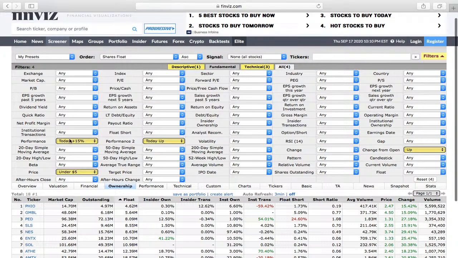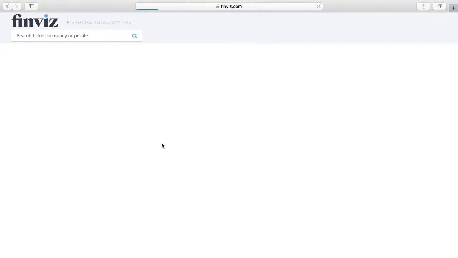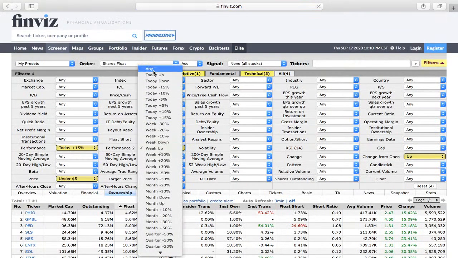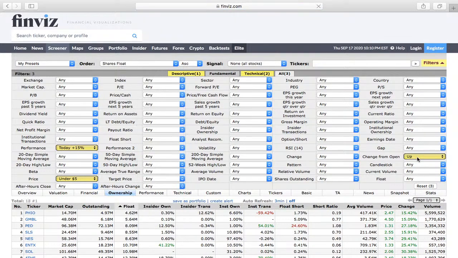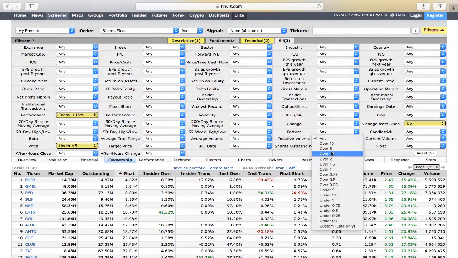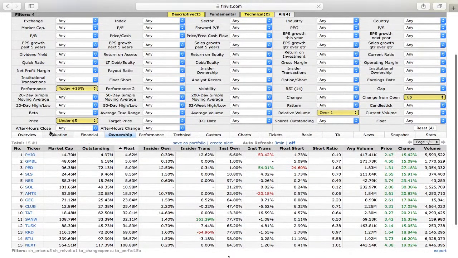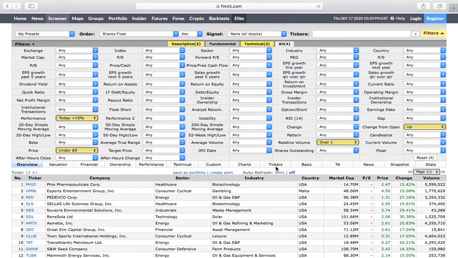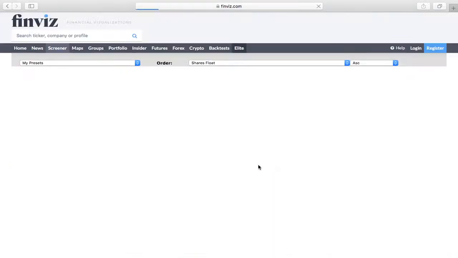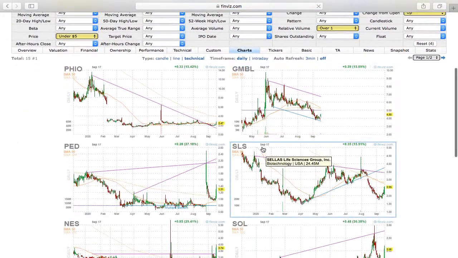So you have your performance 1, performance 2. You can combine stuff here, let's say you want to do for the week it's up as well. I'm not going to do that for this one, but just so you know, there are 2 different ones. These will give you 18 tickers. So let me scroll to volume over 1. If you click charts here, it'll show you all the charts in one screen.